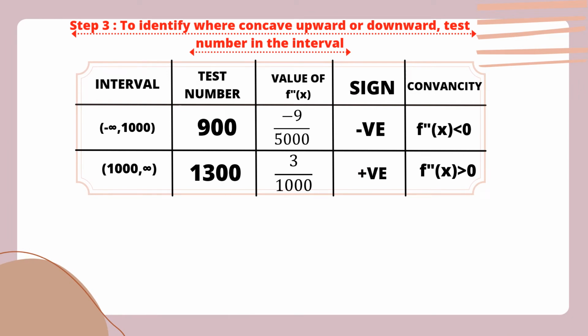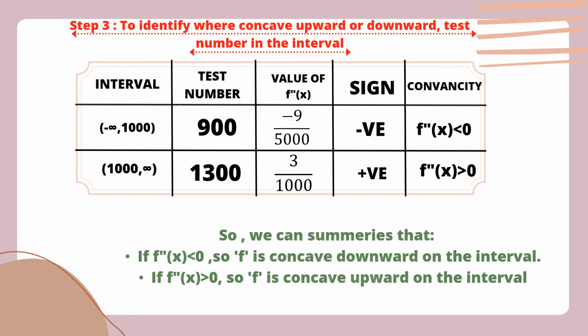Last step is we need to identify where it is concave upward or downward using test numbers. So I use test numbers 900 and 1300. I get that the value for the interval negative infinity to 1000 is negative. Meanwhile, the value for 1000 to positive infinity is positive. So we can summarize that if f'' is less than 0, then f is concave downward on the interval. If f'' is more than 0, then f is concave upward on the interval.